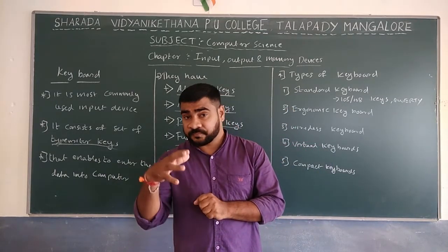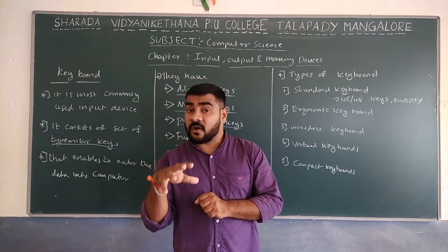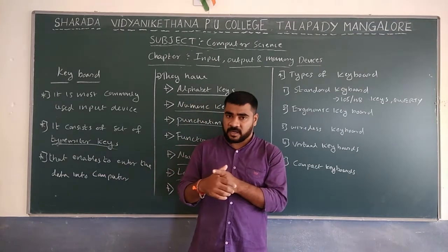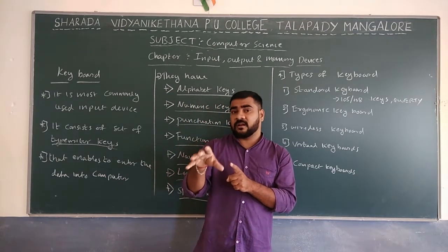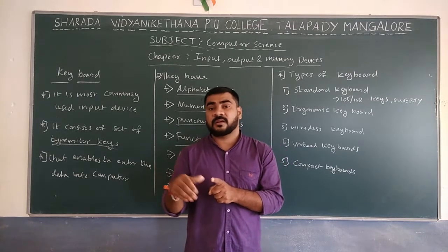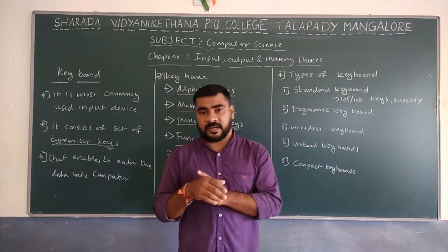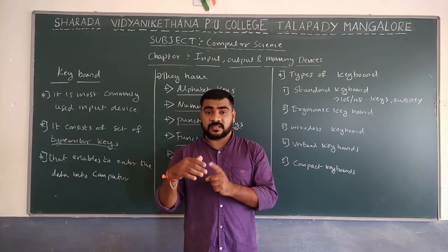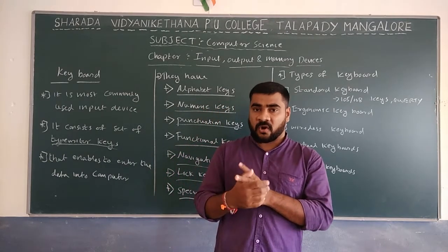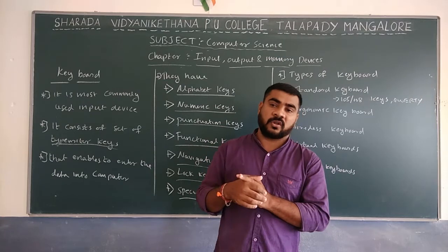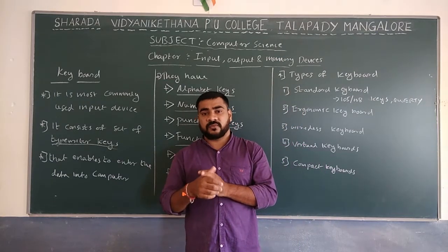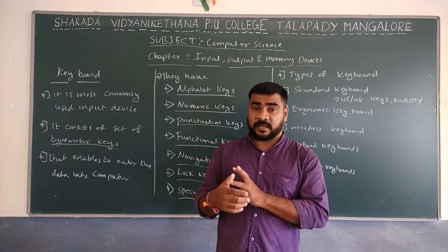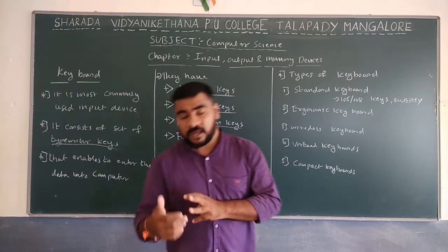Next one is the lock keys. What is the use of a lock key? A lock key is locking the data. One is caps lock. Caps lock means capital letters or small letters. Using caps lock, we can switch between capital letters and small letters. Next one is scroll lock. Scroll lock is locking the scroll button. To lock the scrolling in a page, we are using the scroll lock. Then the last one is num lock. Num lock is used to lock the numeric keypad.